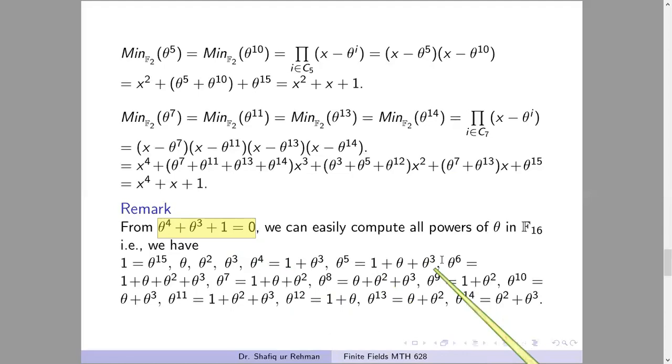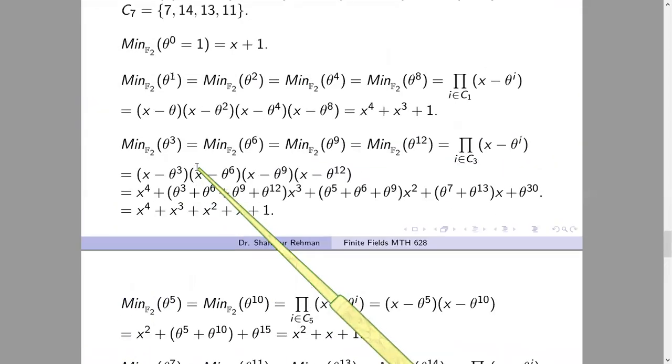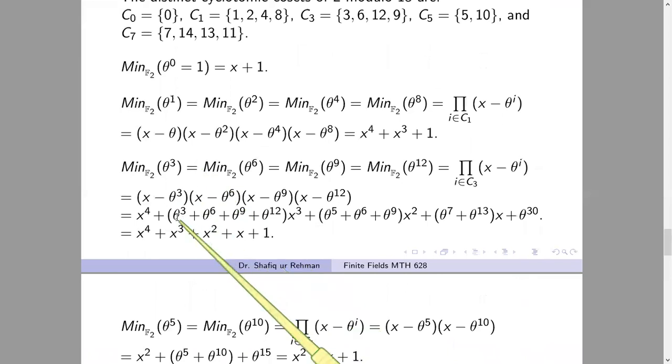So in this process we can compute all the powers of theta, and by doing this you can easily compute these expressions, and there is no unique way to solve this, but this is the simplest way. You have to put the values. For instance, you can put the values of theta cube, theta 6, theta 9 and theta 12, and you will see that you get the answer equal to 1.